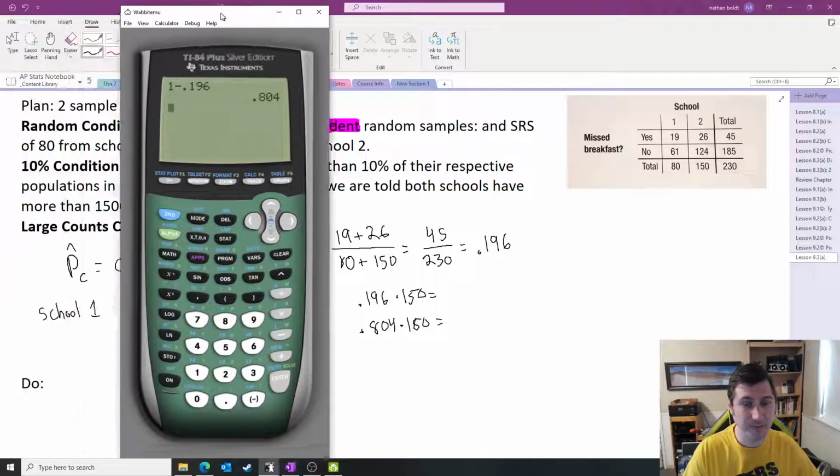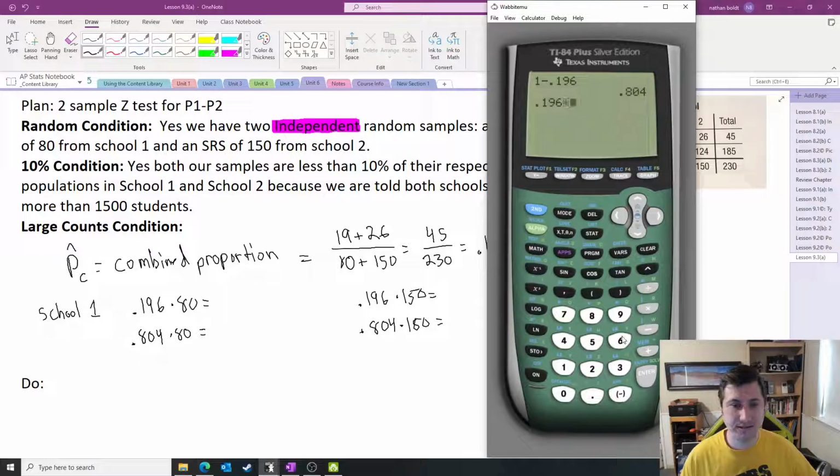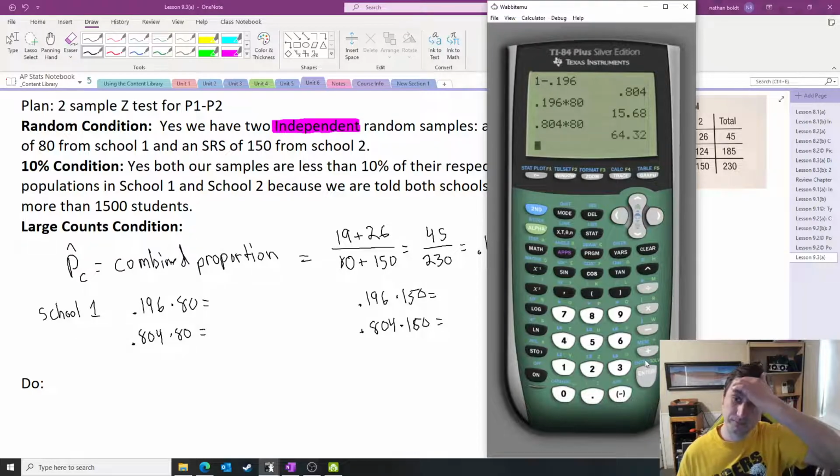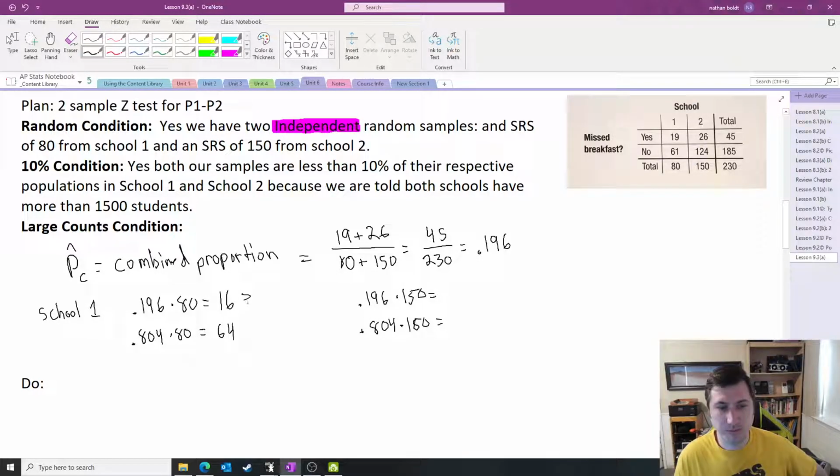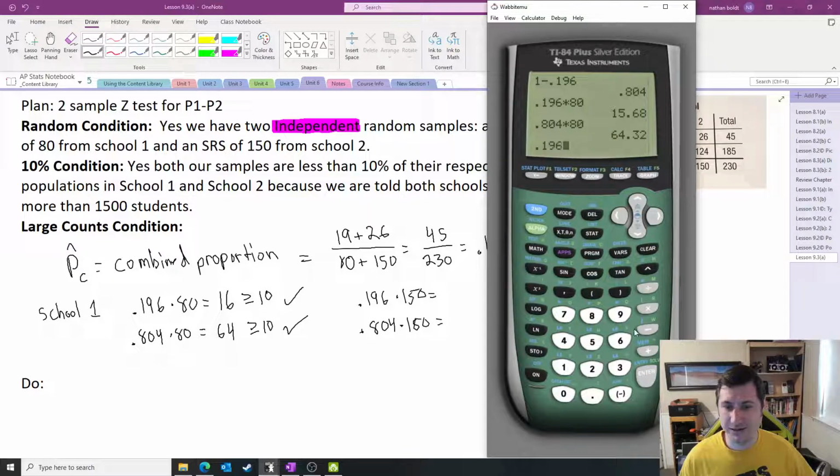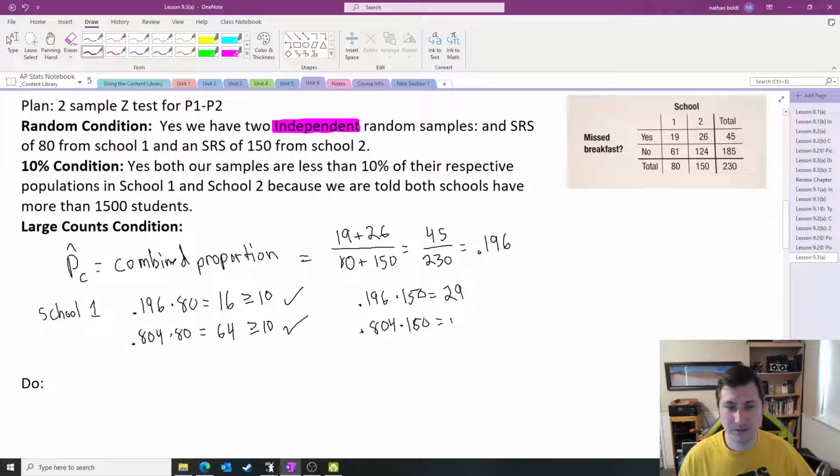Remember, we got to do this for both samples. So 0.196 times 80, and 0.804 times 80. So about 16 and 64. Those are both greater than or equal to 10. Check and check. And our last one, 0.196 times 150, and 0.804 times 150. So we have about 29 and 121. Those are both greater than or equal to 10. Check and check.